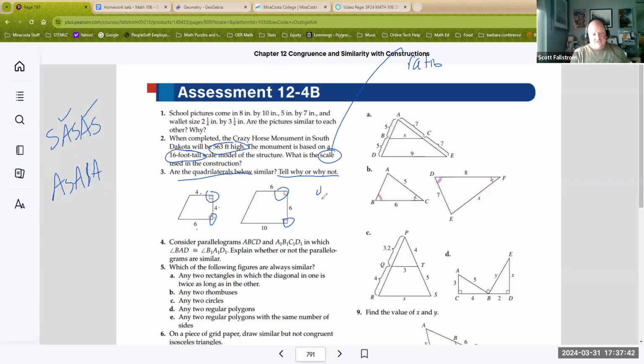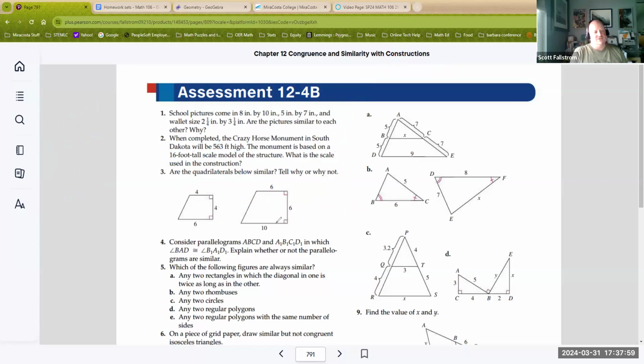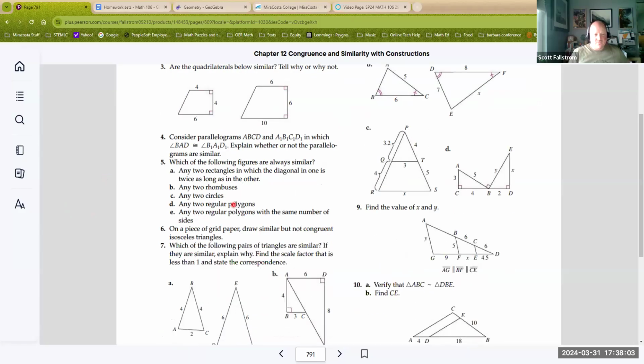So 4 is to 6 as 4 is to 6, that's good. As 6 is to 10. Ooh, I don't know about that one. Let's check. 6 times 6, 36. 4 times 10, 40. I'm sorry. No, the sides are not proportionate. Therefore, the shapes are not similar. And that's what we're talking about, right? We're trying to get you to that stage.